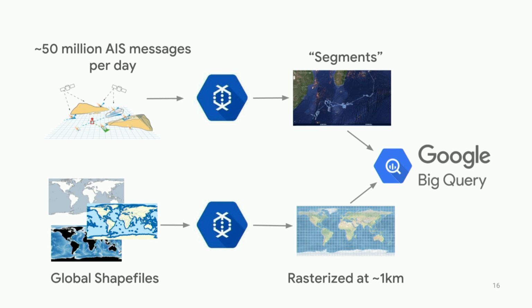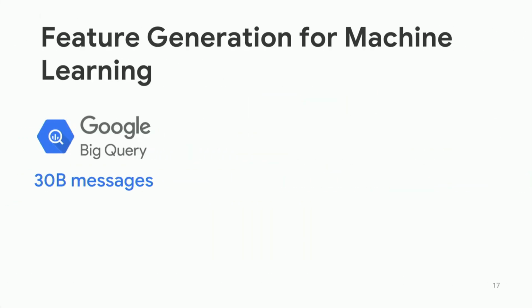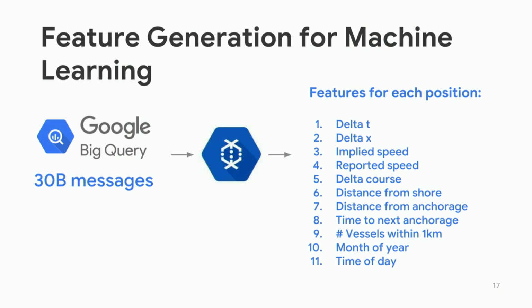So now we have a nice, useful data set in BigQuery, and we want to create features for our machine learning algorithm. We have about 30 billion AIS messages in all. This is on the scale of terabyte. And we continue on Dataflow to do some calculations. For each single position, we calculate 11 different features. These are simple things such as the time between positions, the implied speed between positions of a vessel, how far that is from shore, how far that point is from an anchorage, the time of day.